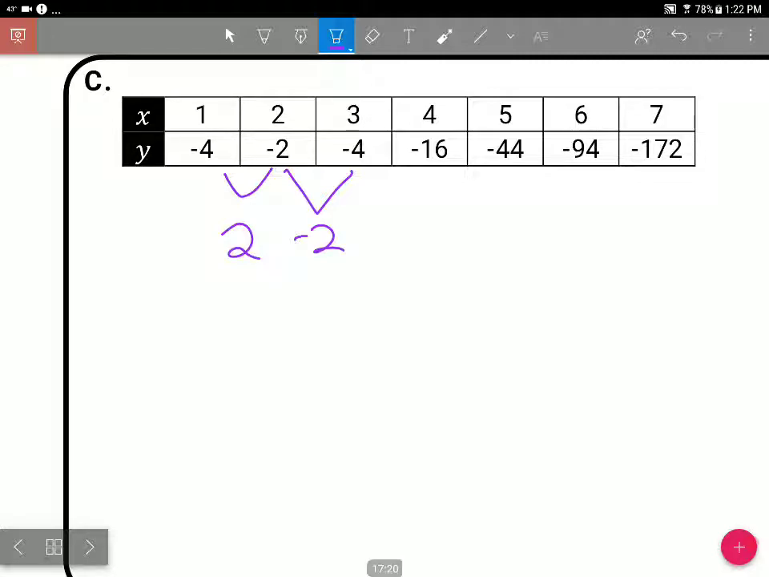Well, already you can tell, is that linear? No, because are those the same? All right, so finish it up. And I'm going to do that too.